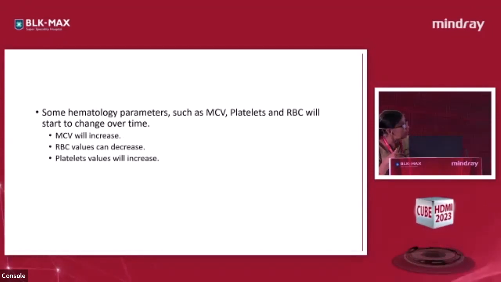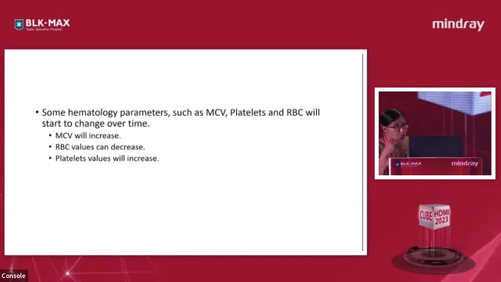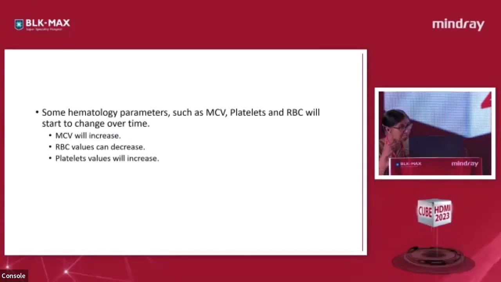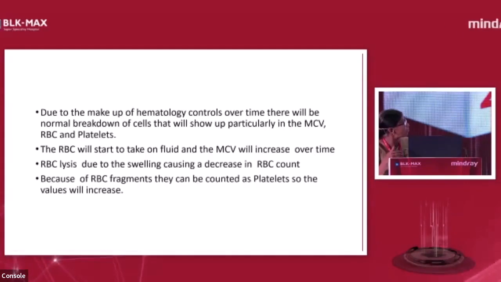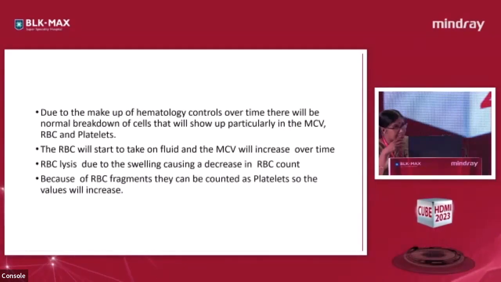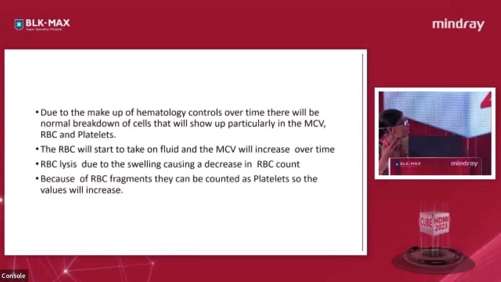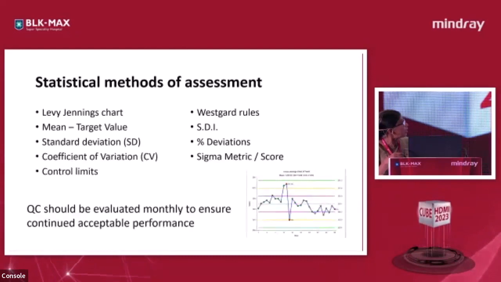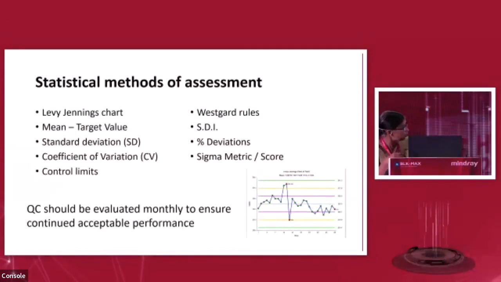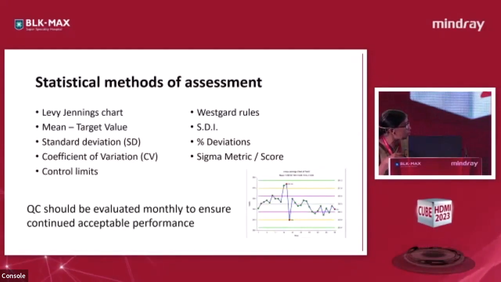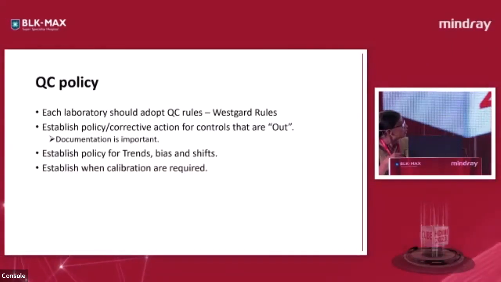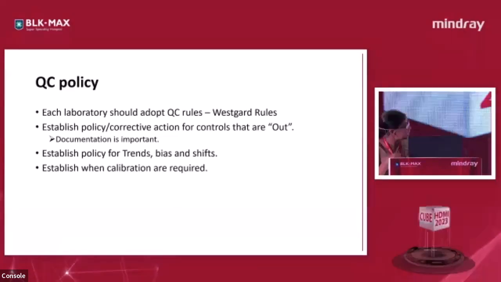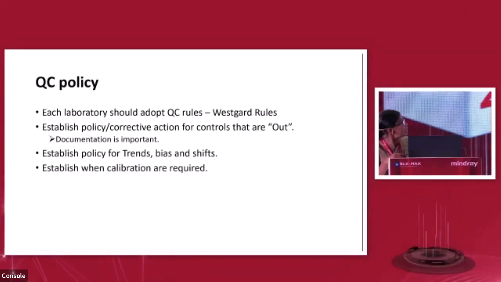We should also note that for certain parameters like MCV, in the QC material that we use, the MCV gradually tends to increase with time, the red cell values decrease, and platelet values increase. This is because the cell volume increases, the RBCs start slicing and get counted as platelets, resulting in erroneous results. So QC should be evaluated, of course, monthly to ensure continued acceptable performance. There should be a QC policy for trends, bias, and shifts, and to establish all this when calibration is required.